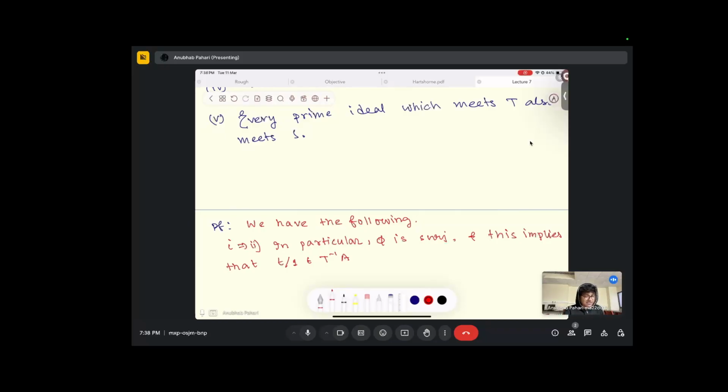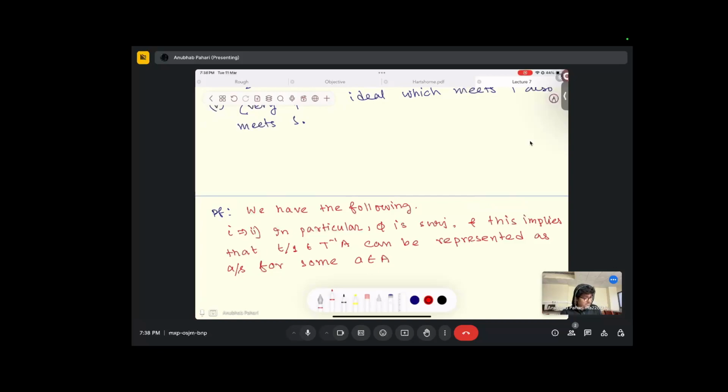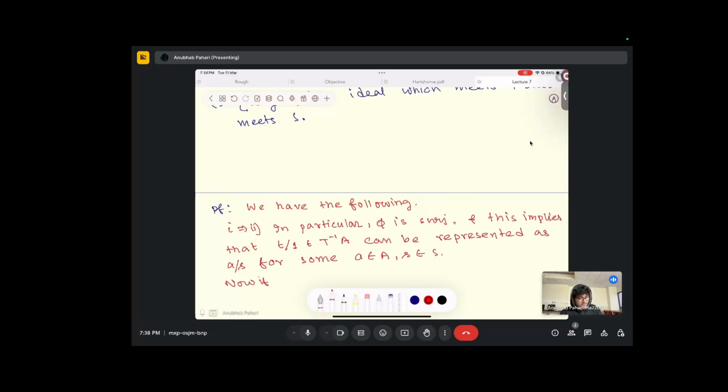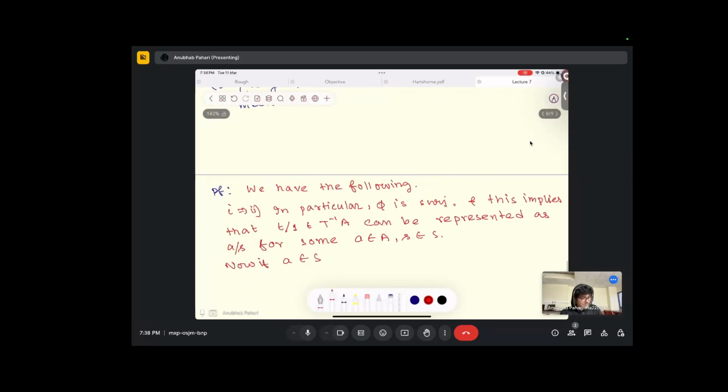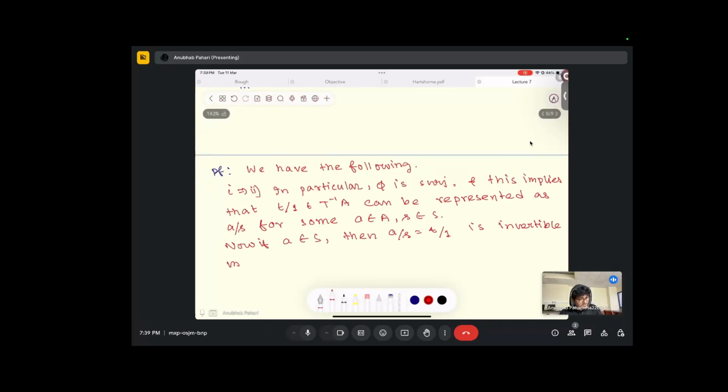Okay, this implies that t by 1 of t inverse a can be represented as a by s for some a of A and s of S. Now if a by s, a belongs to S, then a by s equals to t by 1 is invertible in S inverse A.